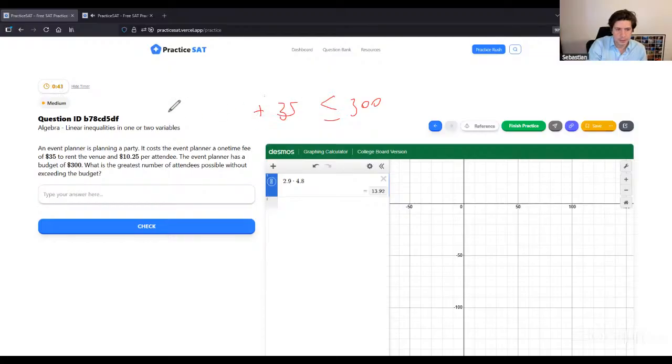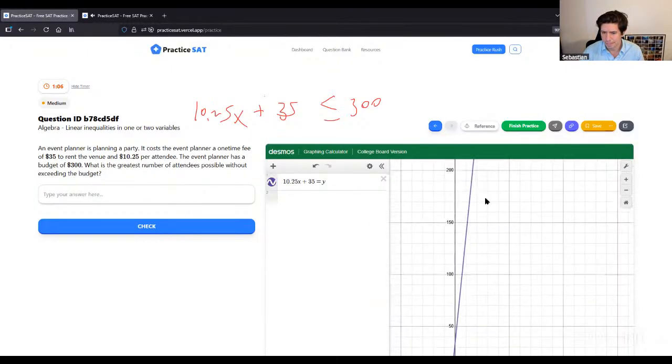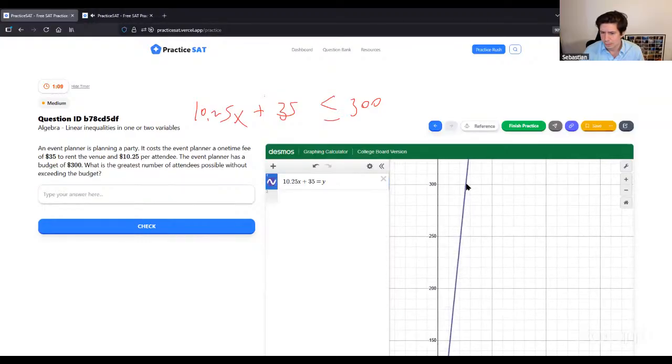$35 fee, 10.25 per attendee. So 10.25x, we can plug that in here. We could also just solve algebraically, but this is fine. 10.25x plus 35 equals 300, or equals y. Okay, so then we go up to when y is 300. So we have about 25.87. So its whole numbers would have to be, so it's going to be 25.